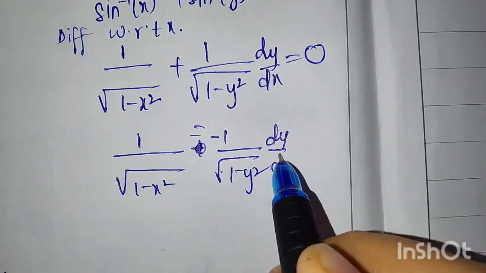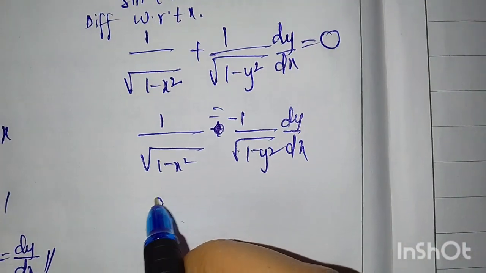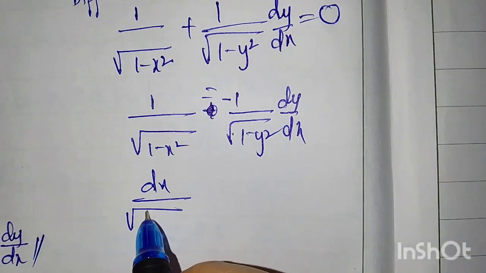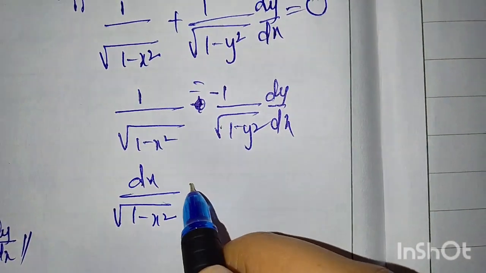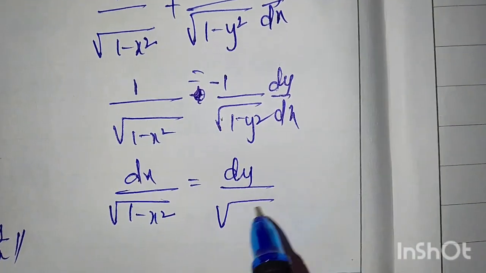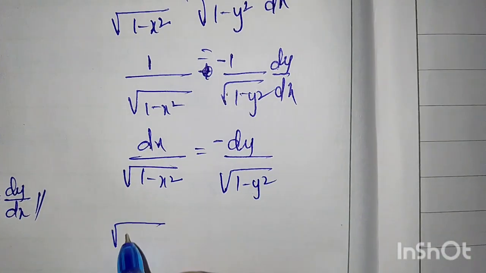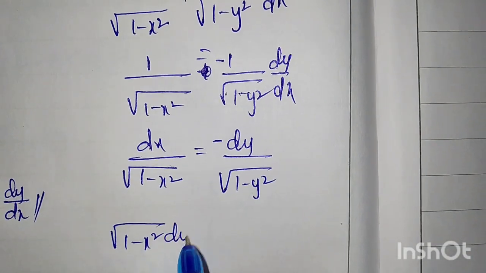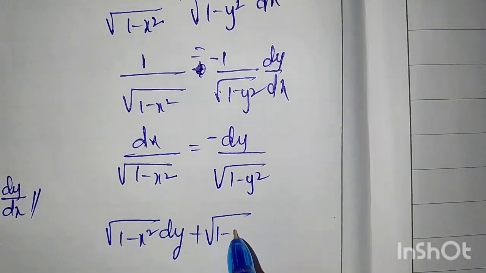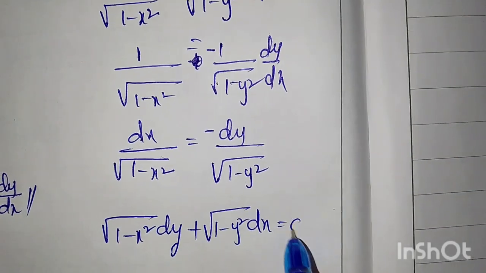So if I cross multiply, this will be dx by root over 1 minus x square is equal to dy by root over 1 minus y square. Finally, if I want, I can write it as dy plus dx is equal to 0. So this is my final answer.